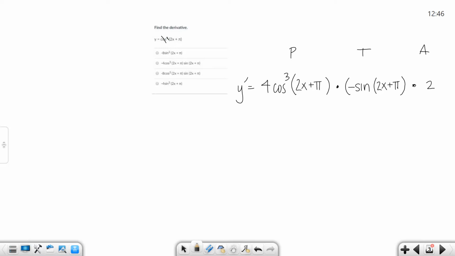So if we put all of this together, we have a 4 and a negative and a 2 that can go out front. So 4 times 2 is 8. The negative would be negative 8. Cosine cubed of 2x plus pi, sine of 2x plus pi. Here's your answer.